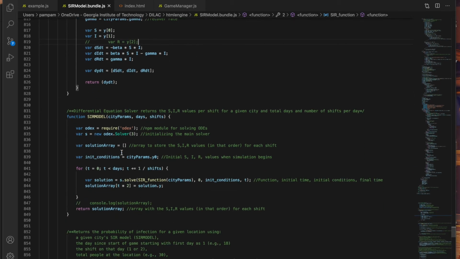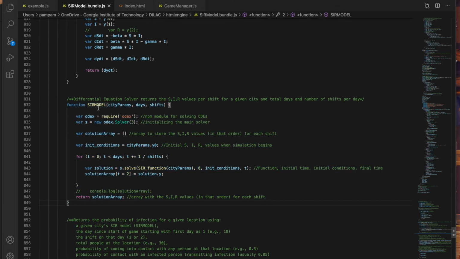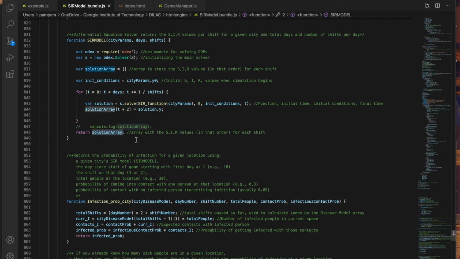Next, we have the functions from lines 832 to 849, which is called SIR model, and this function basically solves the three differential equations using the initial conditions as input for a given number of days and shifts per day. Now, a simulation has to have an endpoint and a fixed time interval to do calculations for, and that's what the number of days and shifts per day do. We'll revisit them again in the example. The output of this function is a two-dimensional array, total number of shifts by 3, one each for S, I, and R, which outputs the SIR values for each shift for the given number of days. This array therefore contains the solution set output by the model and will be referred to as a city's disease model henceforth in the code.